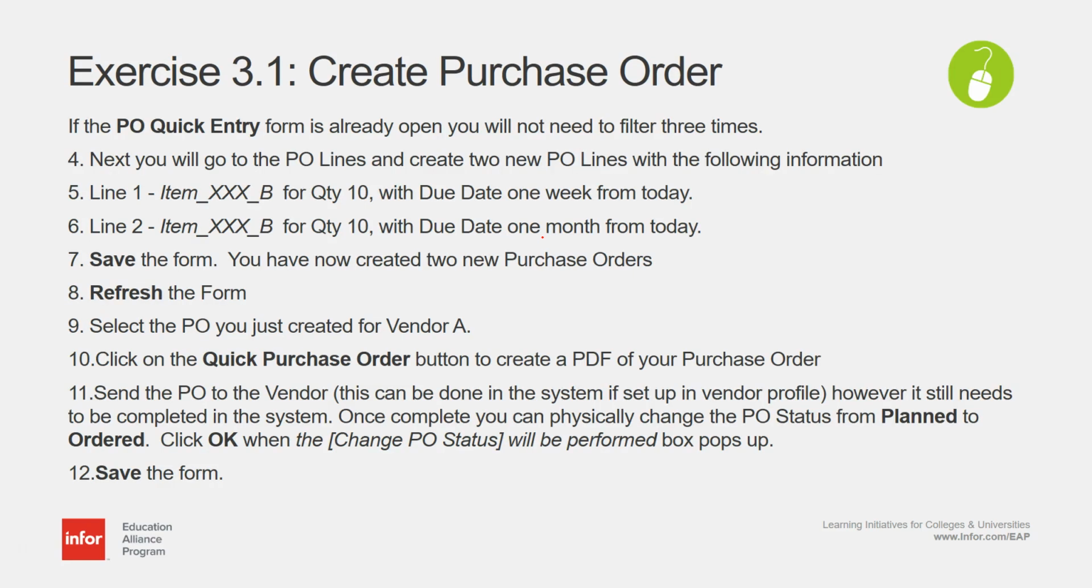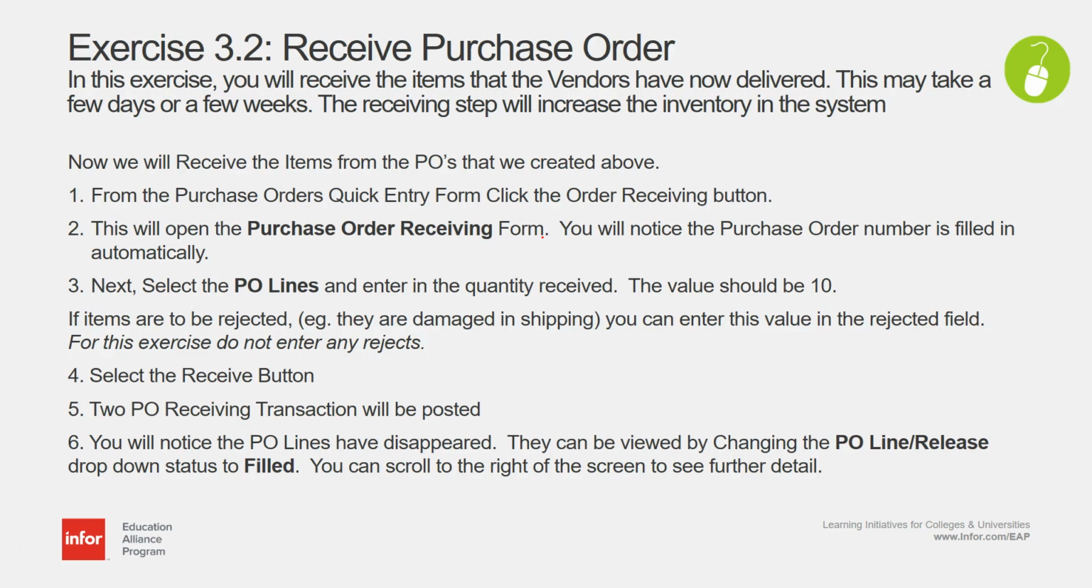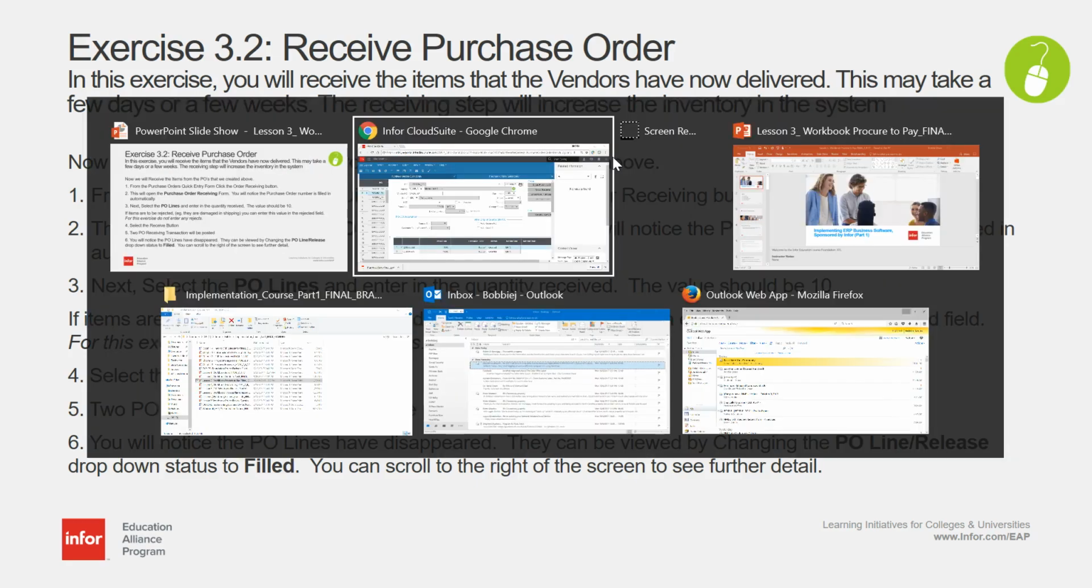We've created 2 purchase orders. Now we're going to receive the items, assuming that the vendor has delivered the items, which takes a few days, few weeks, whatever. The vendors have delivered our items. Now we're going to receive the items, and that will update our inventory. Okay, so we go back to Mingle.